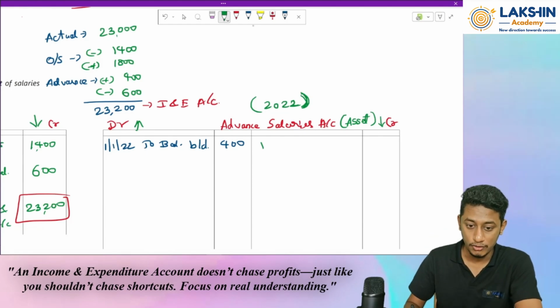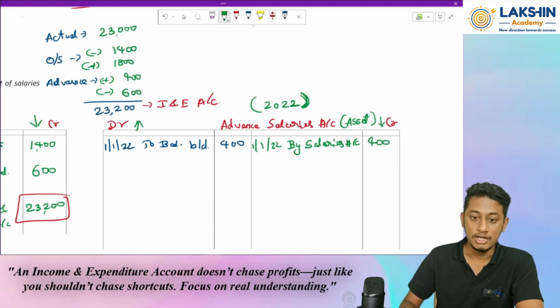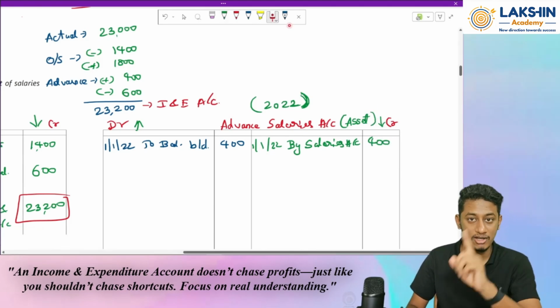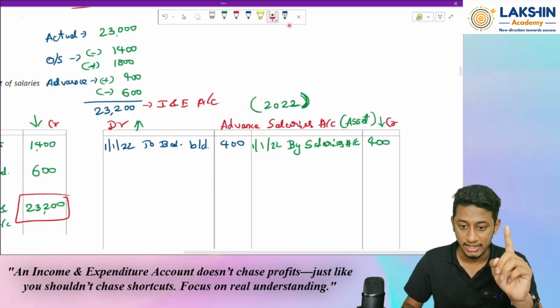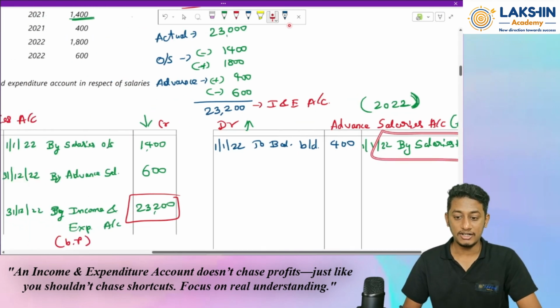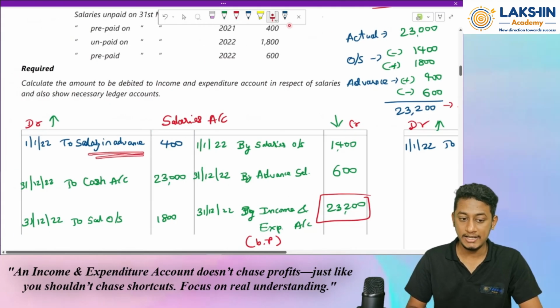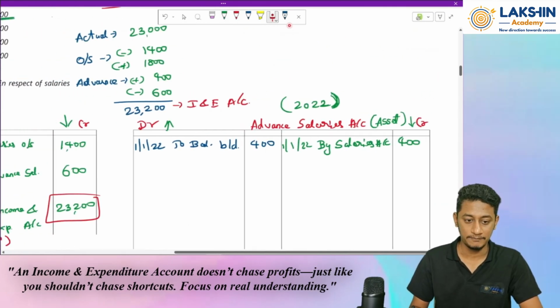So to clear off, what do I do? On the same date, 1/1/2022, by salaries account, rupees 400. So this will clear off the balance. I have reduced the value of advances by crediting it. So rupees 400 credited. Over here, if you see, 400 rupees has been debited. The same entry is passed over here also. Okay, then going further.